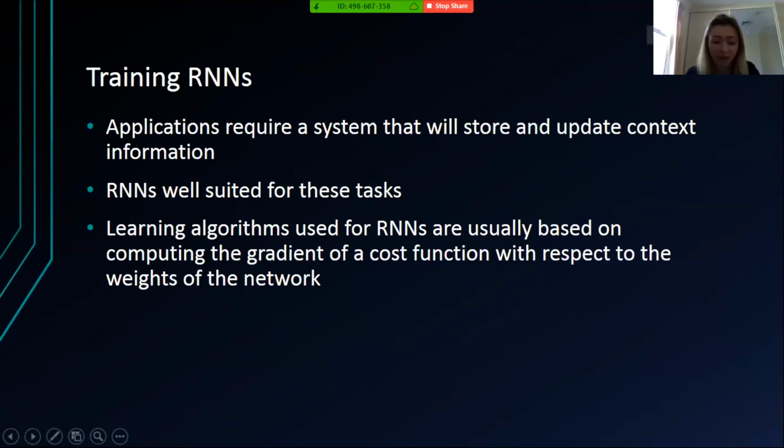So, training recurrent networks. The applications that I mentioned before require a system that is able to store and update context information, and information computed from the past inputs can be used to produce desired outputs. And this is something that recurrent networks are very well suited for because they have an internal state that can represent context information.